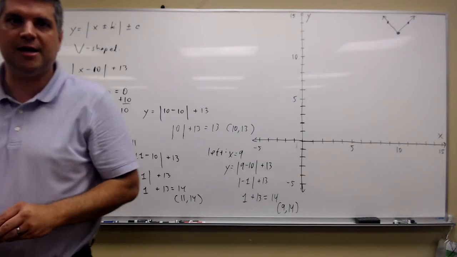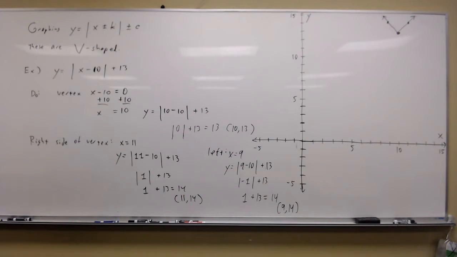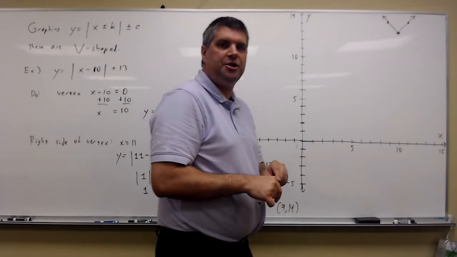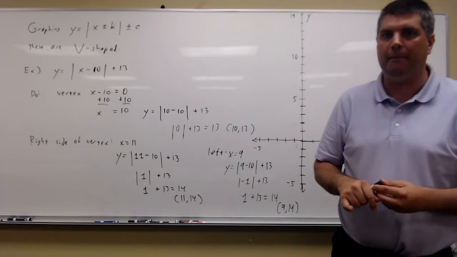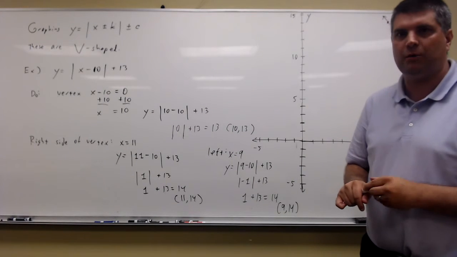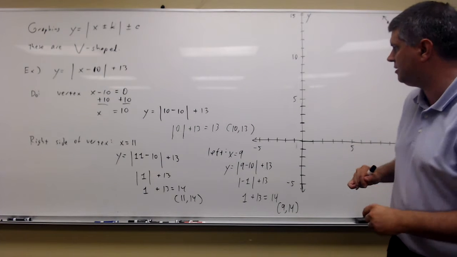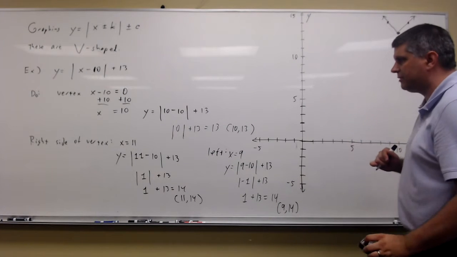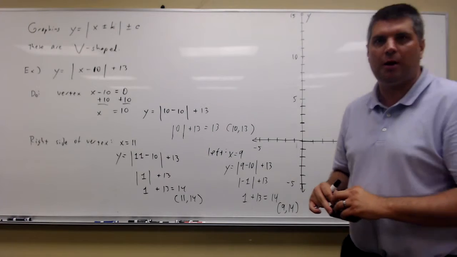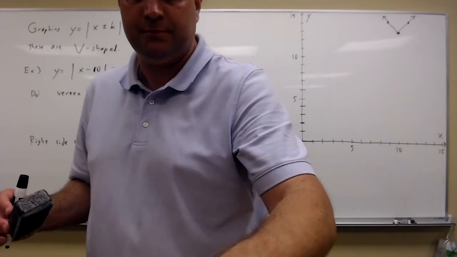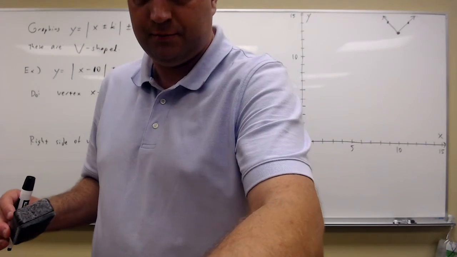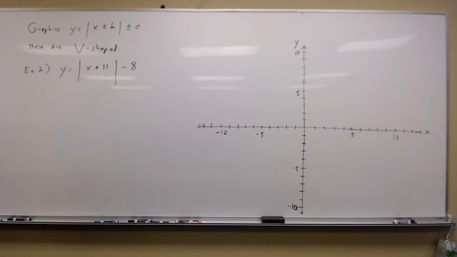Okay, this is the only example where I show both possibilities, where I show both of those methods. So let me show you the better method, the shorter method, on the next example. Okay, so here's a second example. Y equals the absolute value of x plus 11 minus 8.